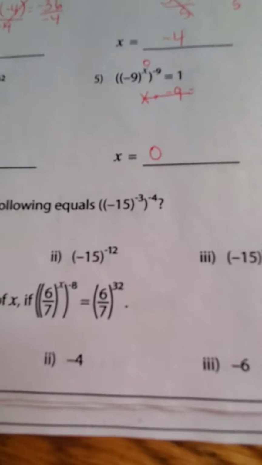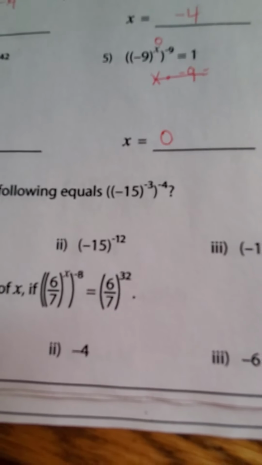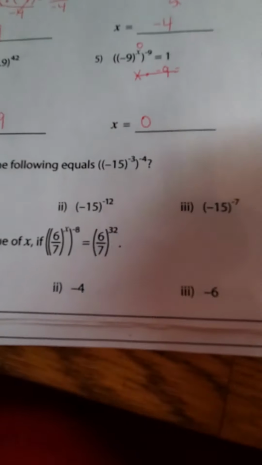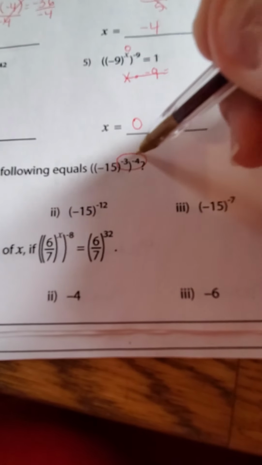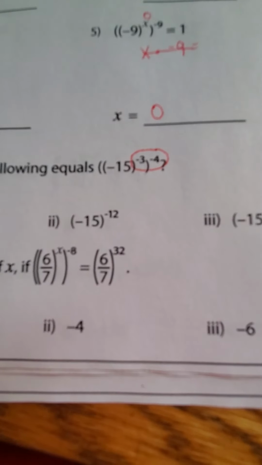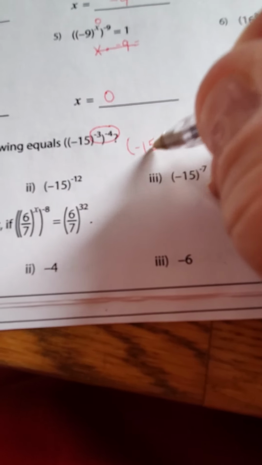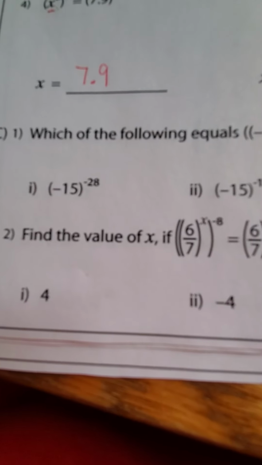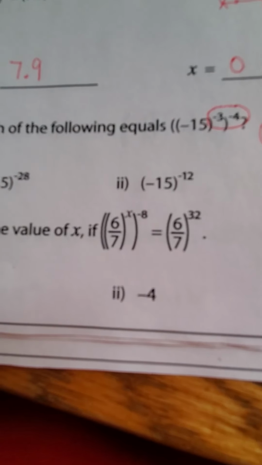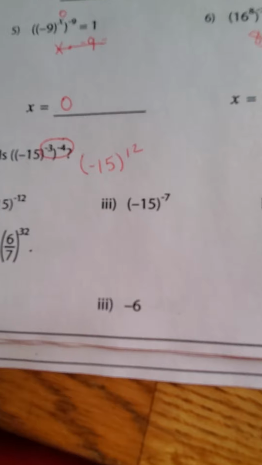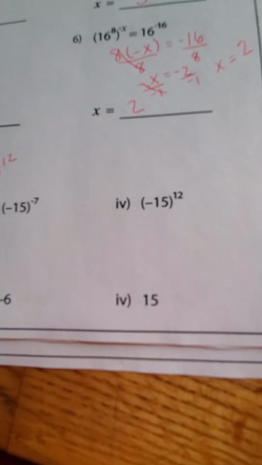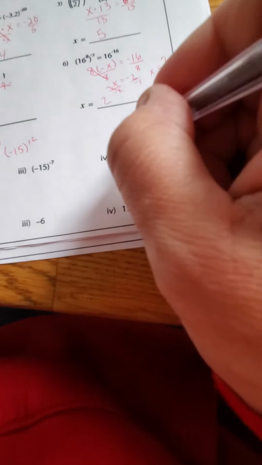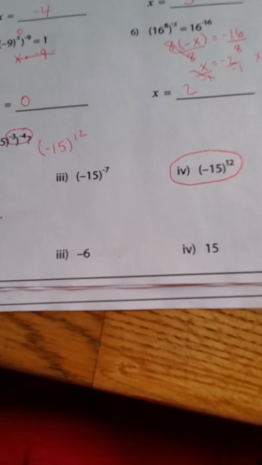Okay, and which of the following equals -15 to the -3rd to the -4th power? Multiply these exponents together, and we're going to get a +12. So I'm looking for an answer that has -15 to the 12th power. So my first choice, nope, doesn't match. Doesn't match. Doesn't match. There it is right there. Number 4, Roman numeral 4.